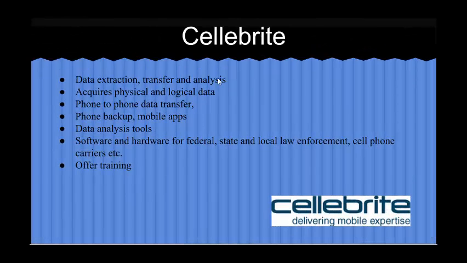The first software company is Cellebrite, and they offer, as do many others, data extraction, transfer, and analysis, the acquiring of physical and logical data, phone-to-phone data transfer, phone backup, and mobile app backup, data analysis tools, and their big thing is that they market more towards federal, state, and local law enforcement and cell phone carriers as well. And they also offer training. The biggest difference is that they also offer a wide variety of options for their software, such as a standalone unit, a PC-based platform, or a direct application.